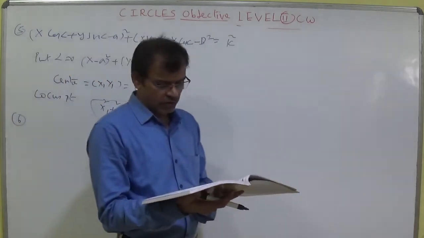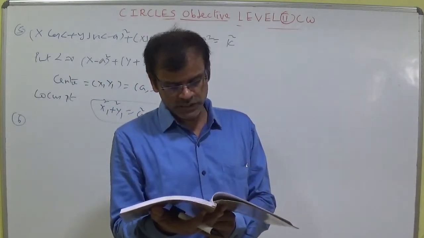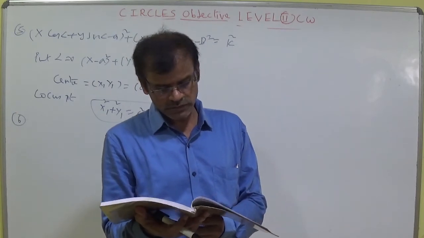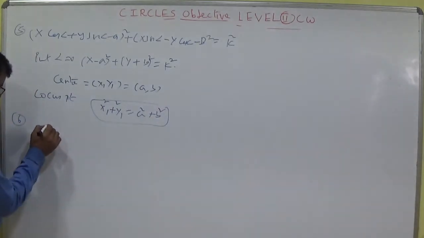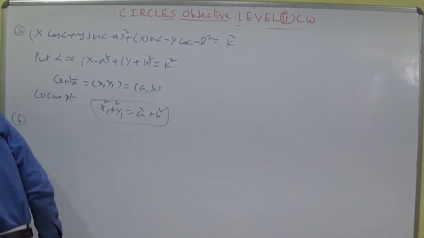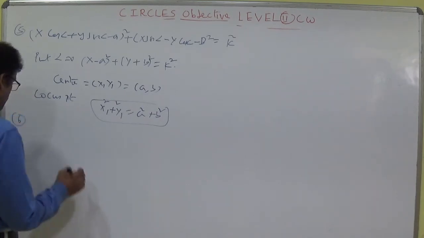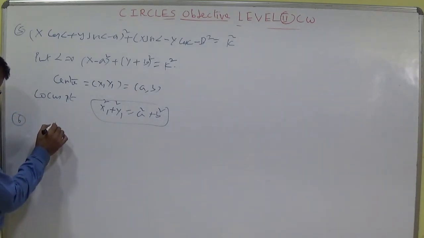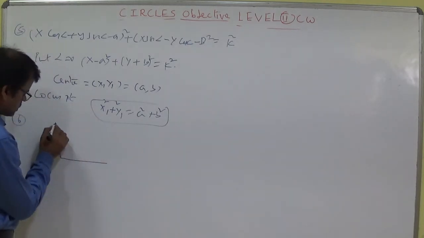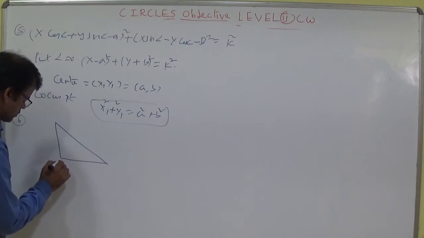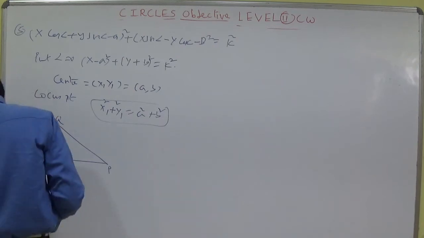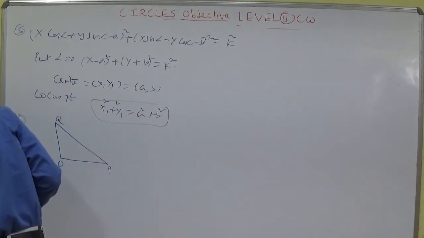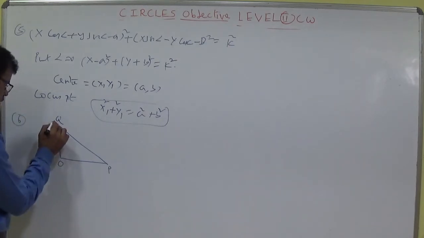A rod PQ of length 2a slides with its ends on the axes. Find the locus of circumcenter of triangle OPQ. Put O here, P and Q here. Simply draw like this.